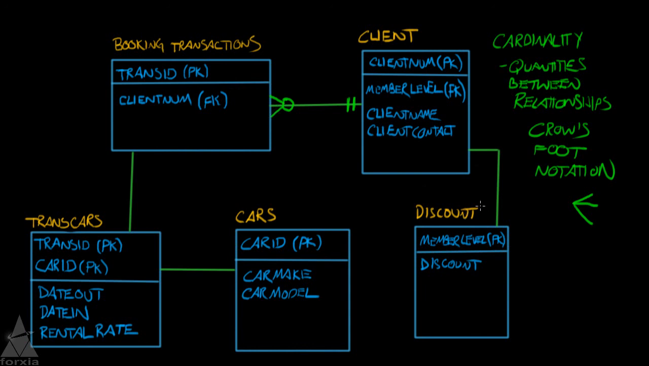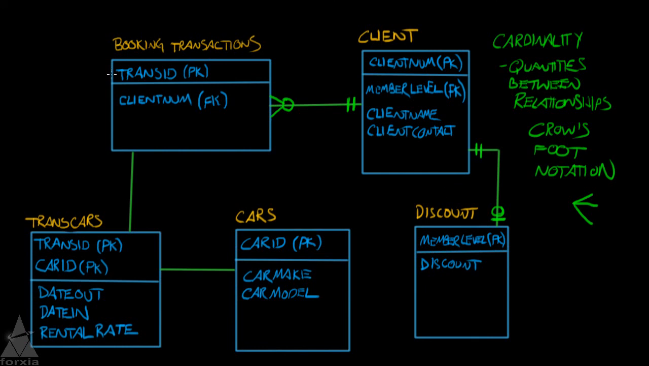What about discount? Can a client be a member? Well, we have a rule that no, a client doesn't have to be a member, so we put a circle in there. But also, if a client is a member, how many discounts? Only one. A client only has one discount level if they have it at all. What about going the other way? Looking from a discount point of view, a discount will be one and only one client. A discount will not have multiple clients.